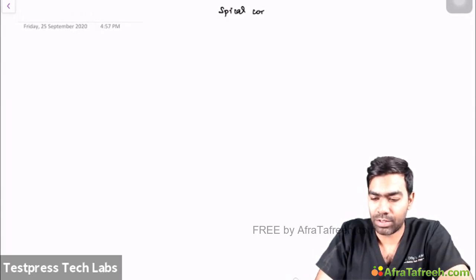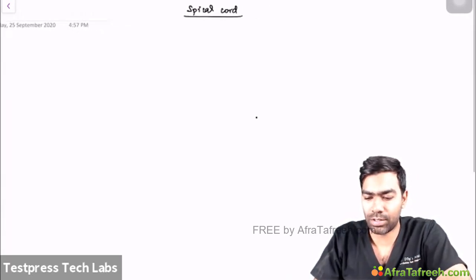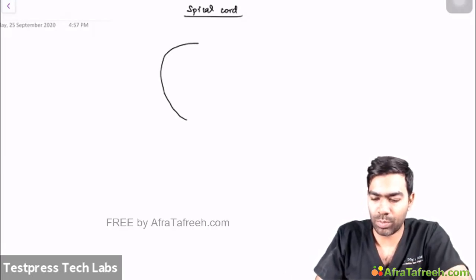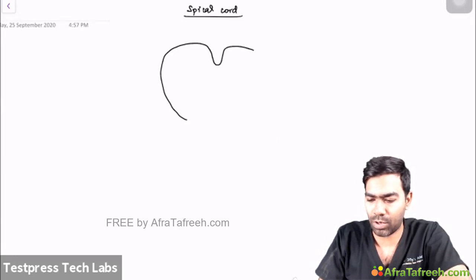I'll try to finish. So we're talking about spinal cord disorders. I've started a new page now. So just let me finish off the structure of the spinal cord in 2 minutes, where I'm drawing the posterior and the anterior.